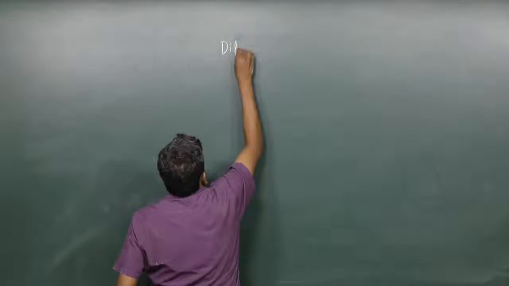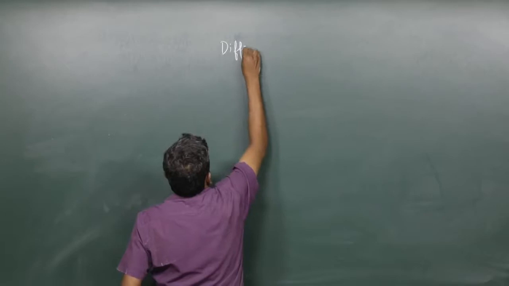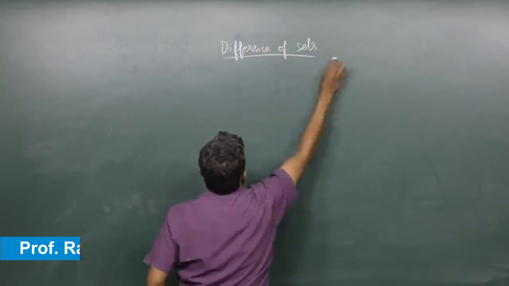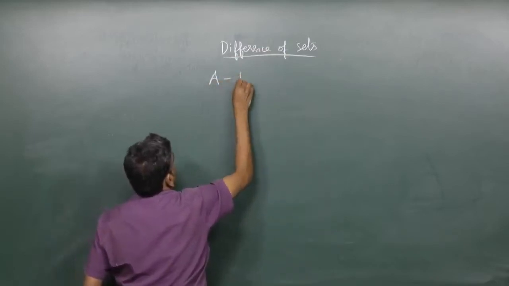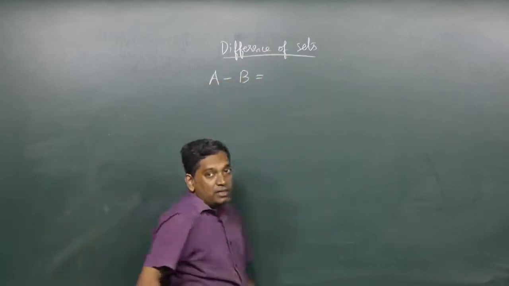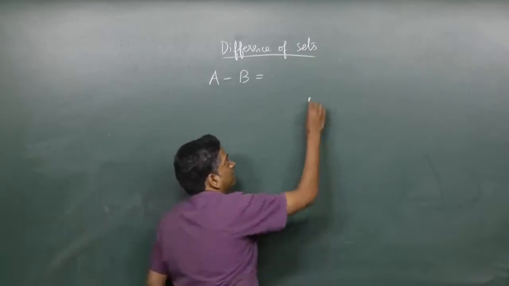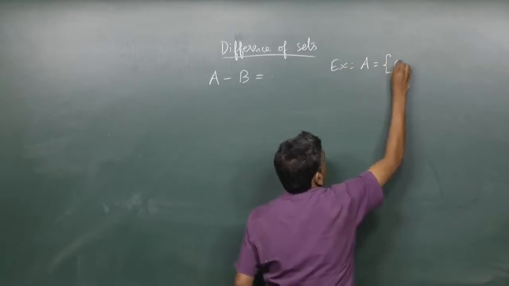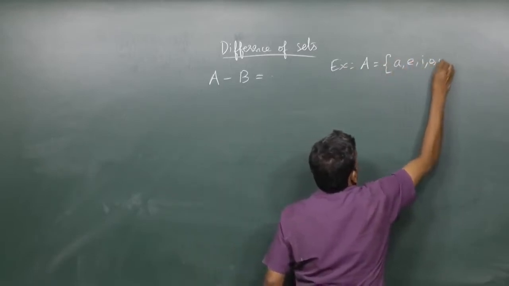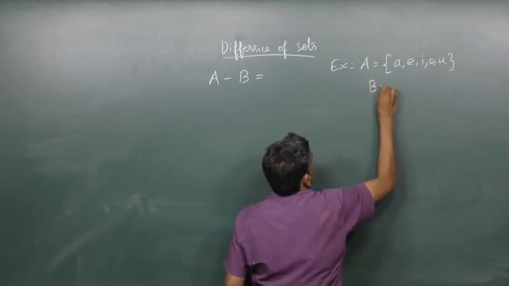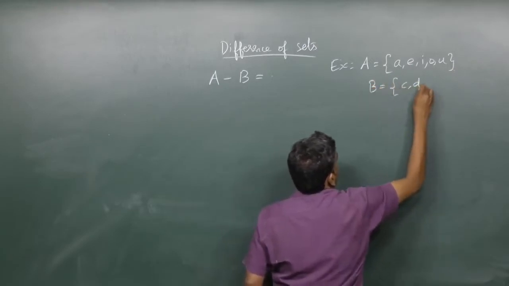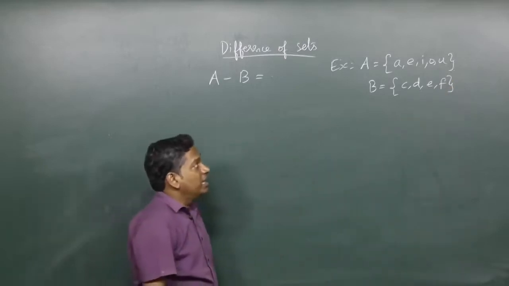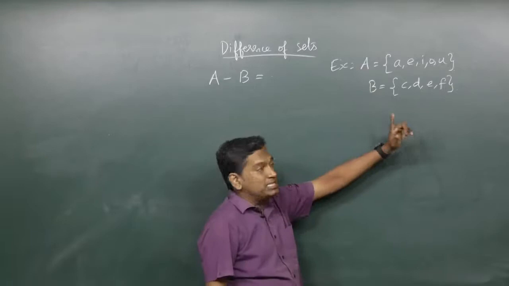The next idea that we are going to see is difference of sets. Okay, so what is A minus B? Let's say for example that set A is again the letters A, E, I, O, U, and B is, let's say, C, D, E, F.